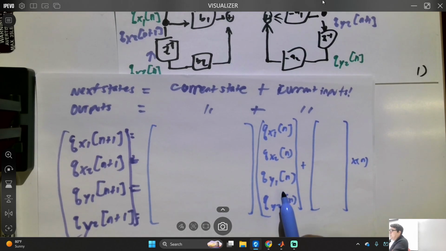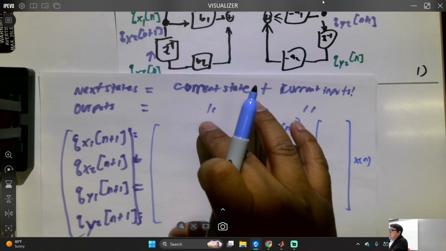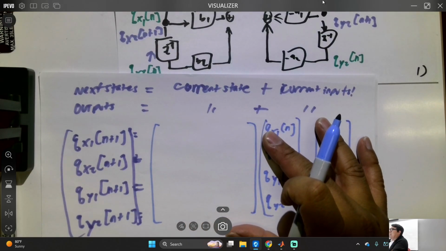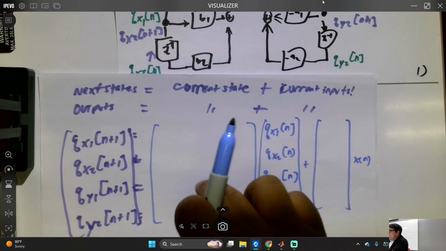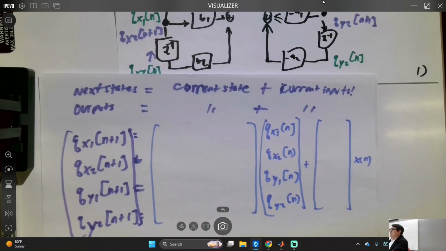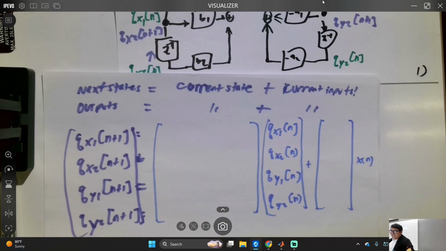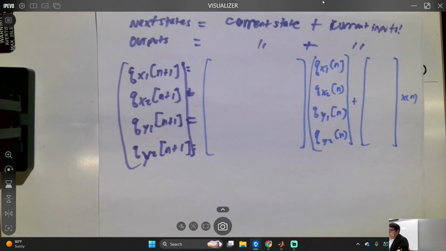Cute. Current states, current input. And your job for your exam and for your MATLAB assignment is to solve for A, B, C, and D. And then the rest is history. Okay? And then, should I do it for completeness?